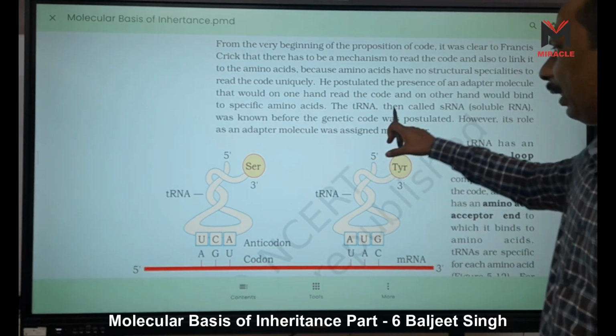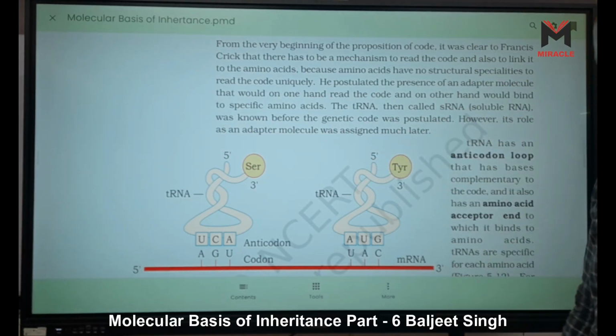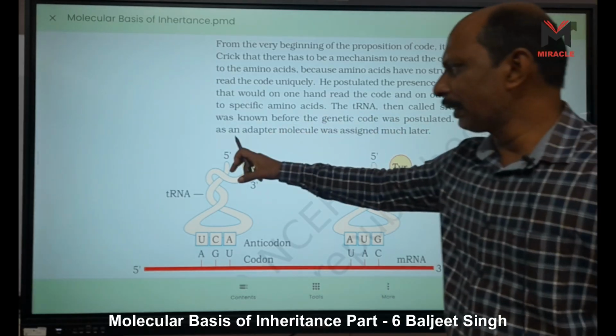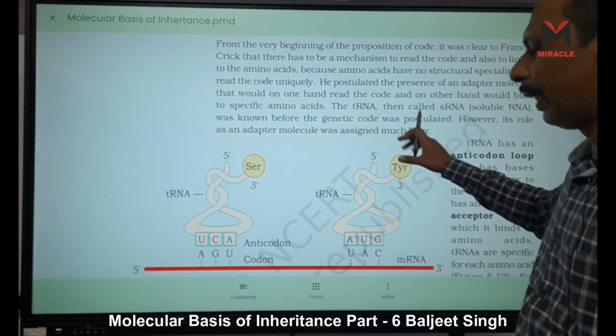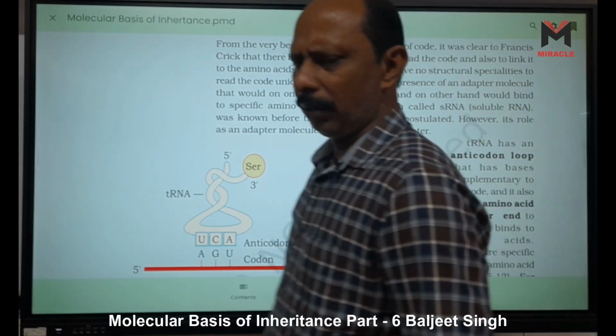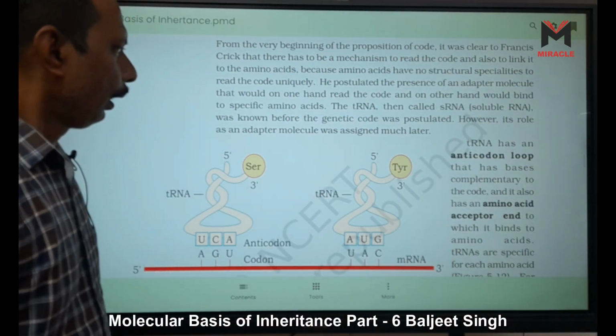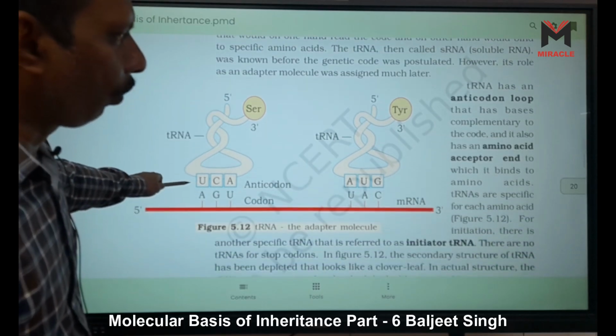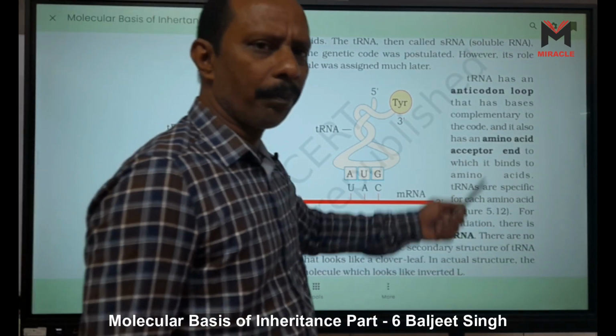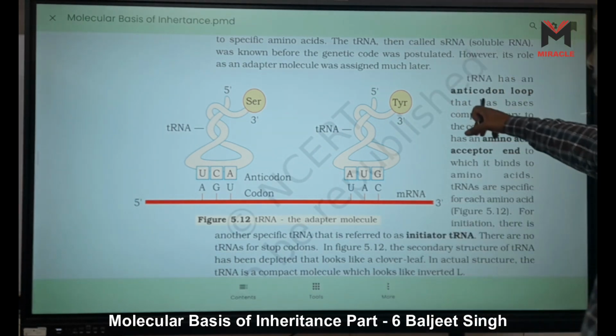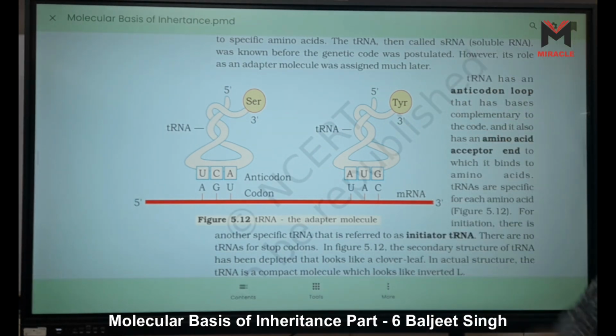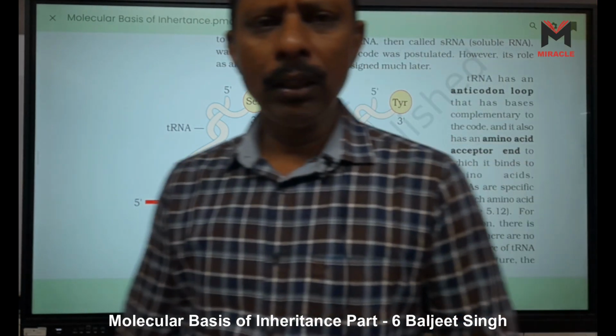The transfer RNA, called sRNA at that time, that is soluble RNA, was known before the genetic code was postulated. However, its role as an adapter molecule was assigned much later. Transfer RNA has an anticodon loop that has bases complementary to the codon, because the codon is present in messenger RNA and the anticodon is just its complement.